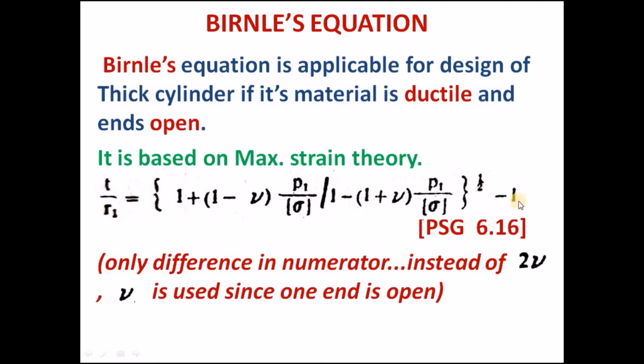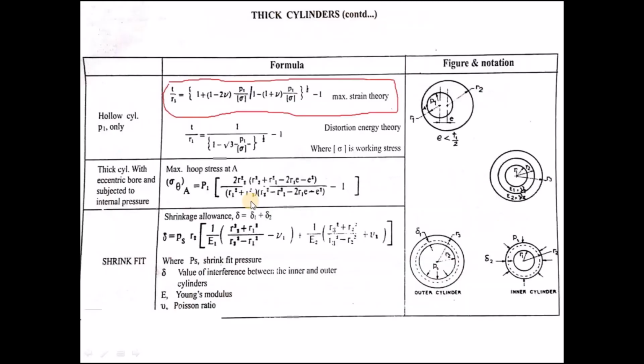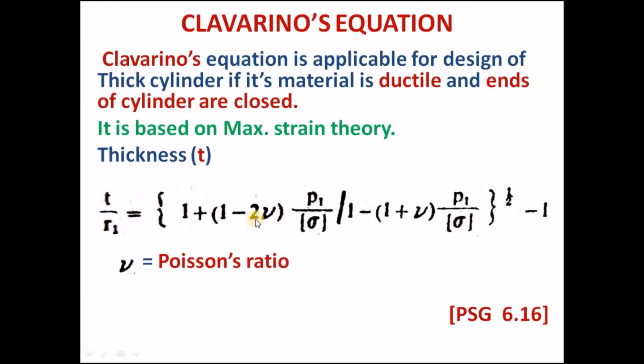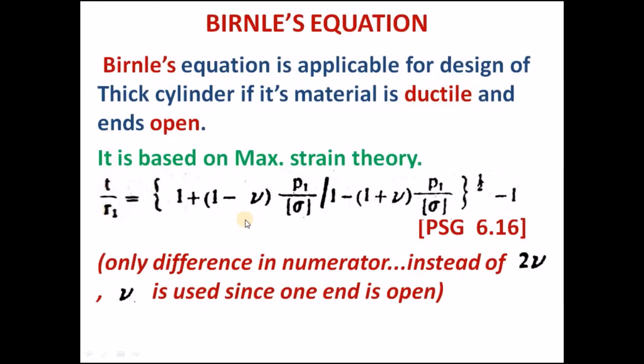It is just like Clavarino's equation, but when is it used? When one end is open. The material should be ductile, and the other end is open. One end is closed, other end is open. Its denominator is the same as Clavarino's equation. There is no change, only a small change. Instead of 2 nu in Clavarino's equation, here we use only single nu, because only one end is closed and the other end is moving. This is the only difference between Clavarino's equation and Birnle's equation.